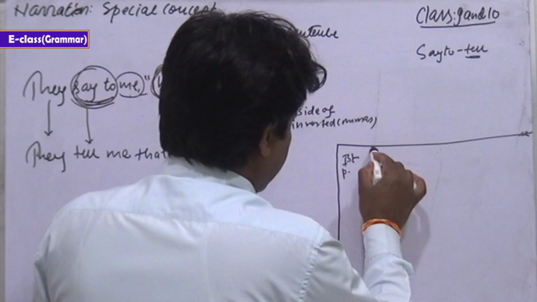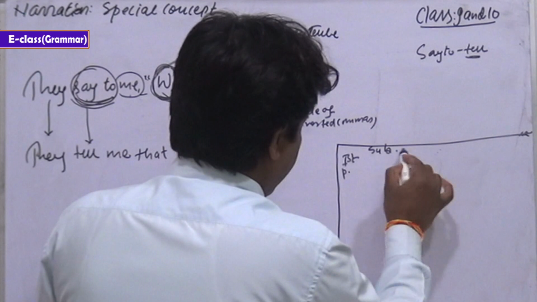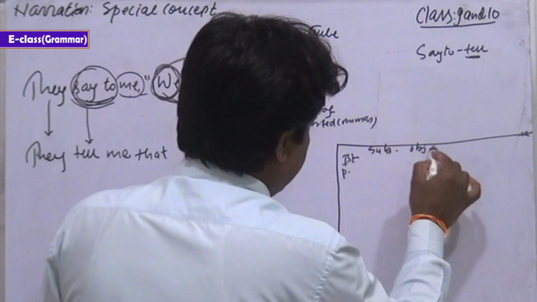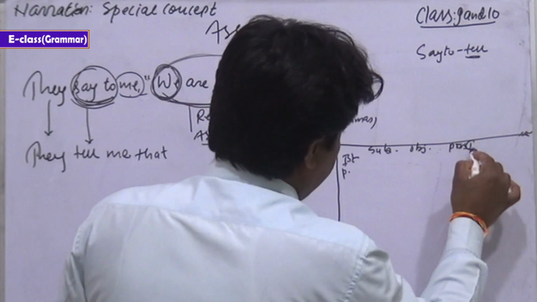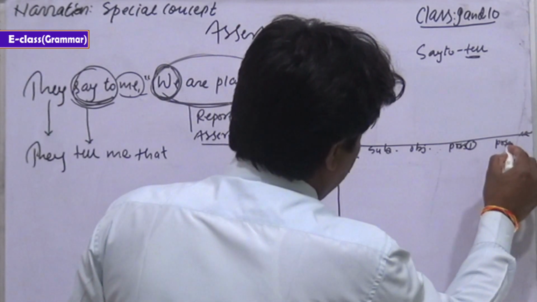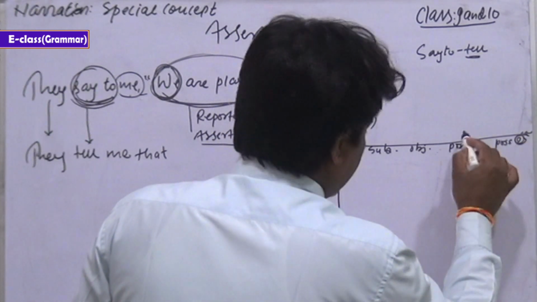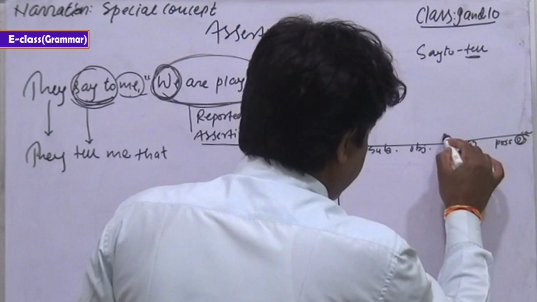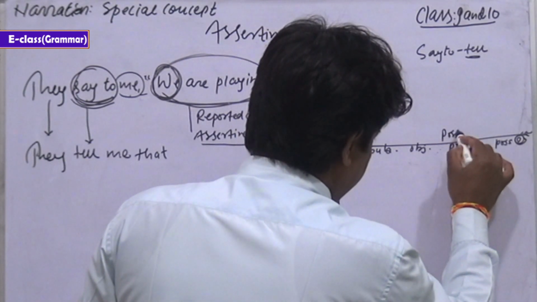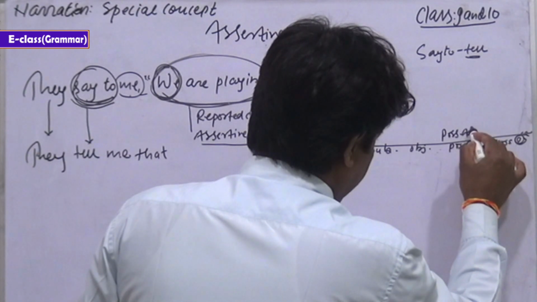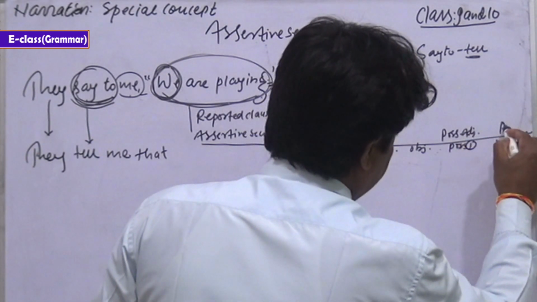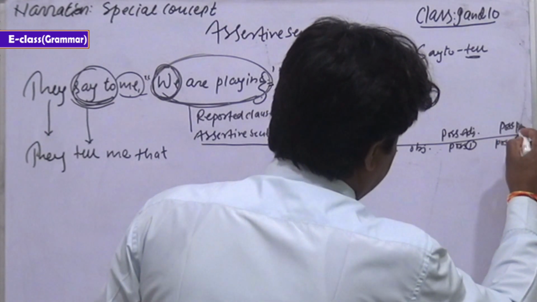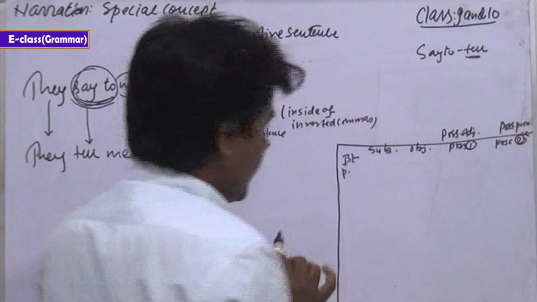We have here subjective case, objective case, possessive 1 and possessive 2. Possessive 1 is called possessive adjective, whereas possessive 2 is called possessive pronoun. Okay.